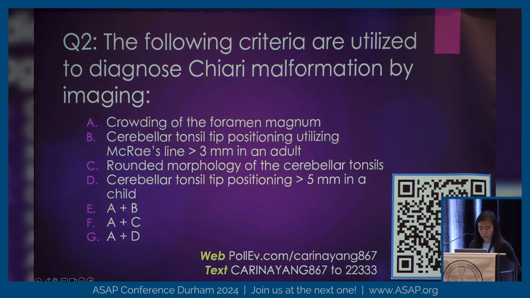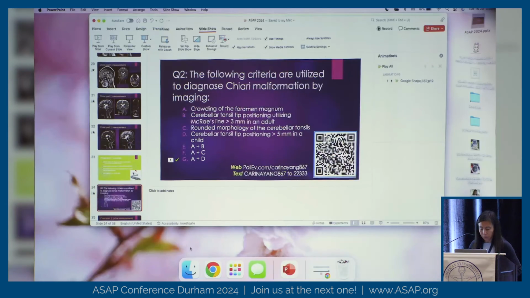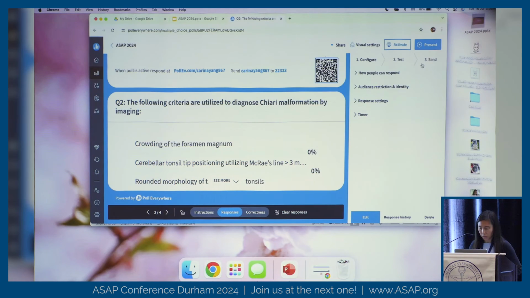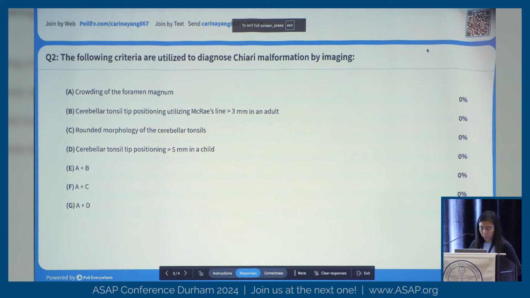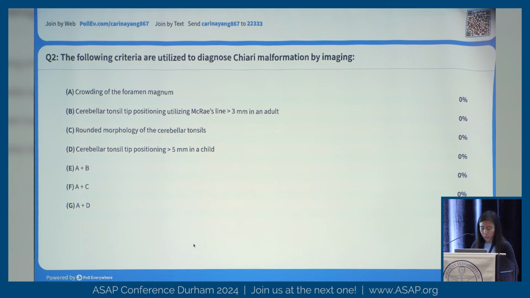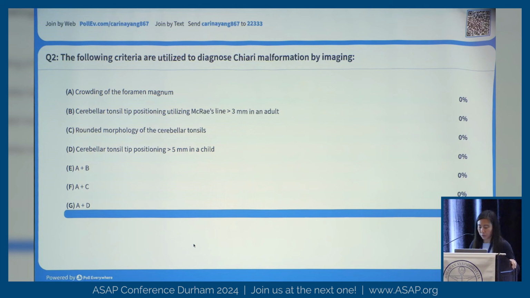Oh, it's still not sharing. I guess it has to have me exit this to share. Okay, fancy. There we go. And then hopefully it's activated. You guys should be able to answer. E is A and B, F is A and C, G is A and D. There we go. Now people are answering. So let's see what you guys think.